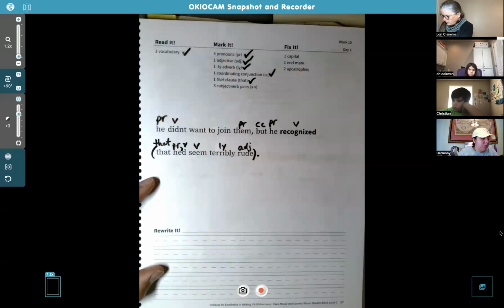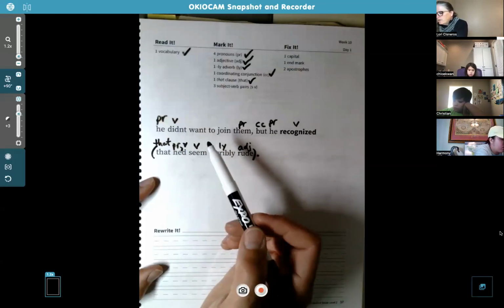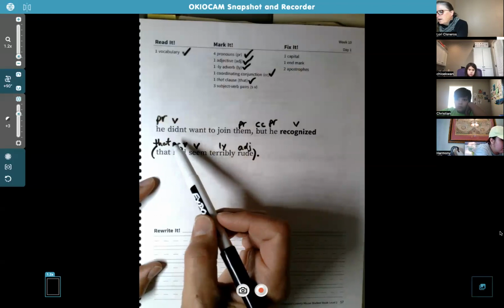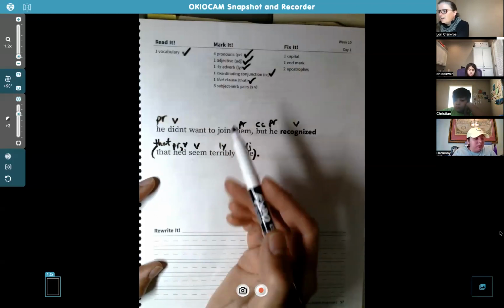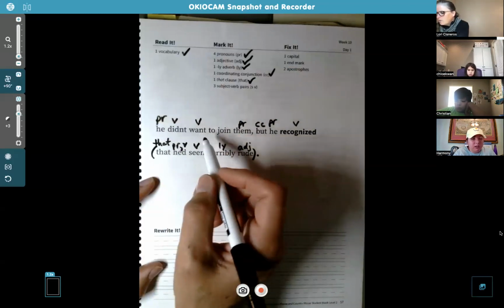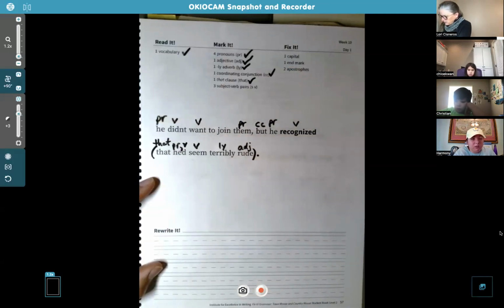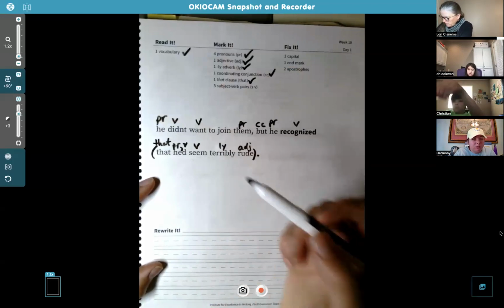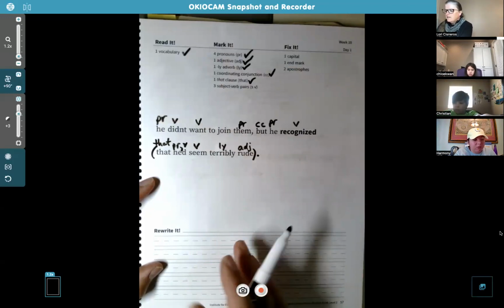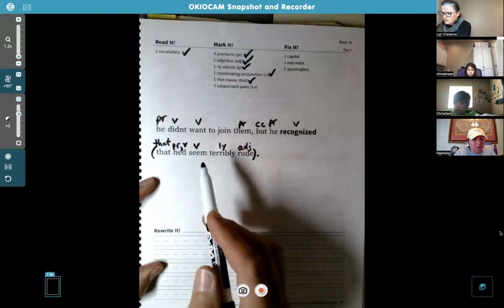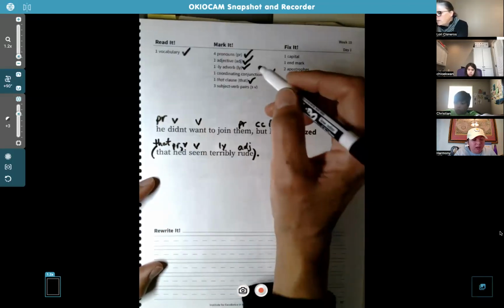And there's one more verb. It's right here toward the beginning. Tell her. Want. Good. There you go. He didn't want to join them. Okay. And the word join might sound like a verb here, but it's actually part of a prepositional phrase, which we're not marking yet. So join is not a verb in this sentence, but that's all of them.